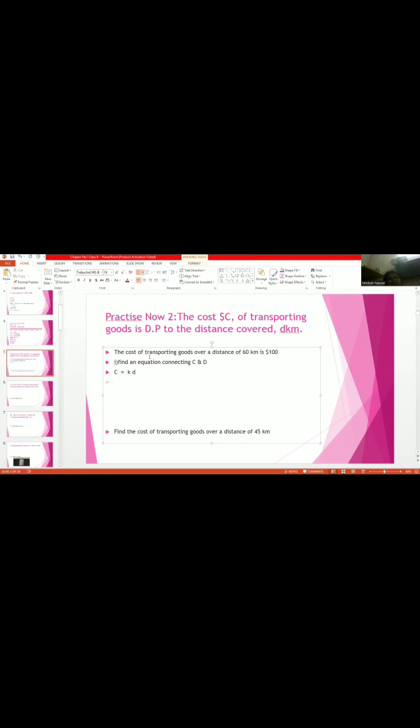Okay. Now look at the values given in the question. What is the distance? 60. And what is the value of dollars? That is 100. Okay. So in C, I have to write here 100. Okay. And then K. And then here I have to write the value of D, the distance, that is 60. Clear? Now I have to just divide 100 by 60, and that is equal to K. When I divide 100 by 60, I will get its value.